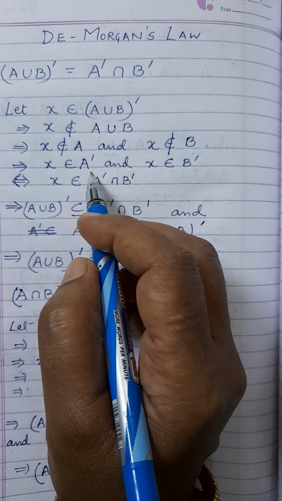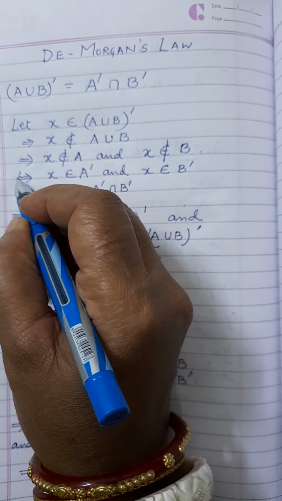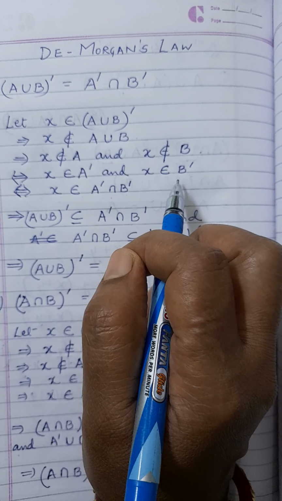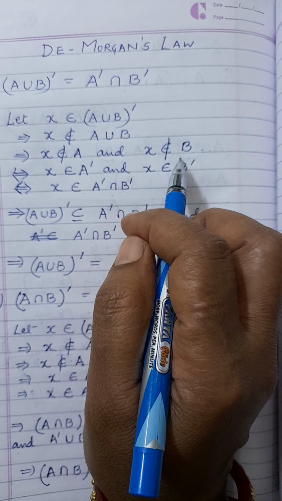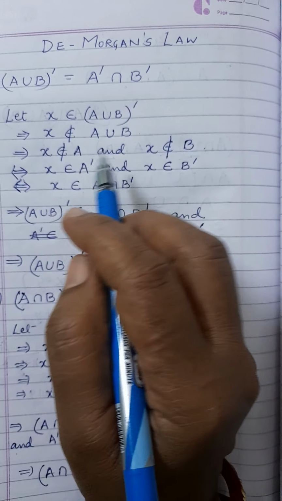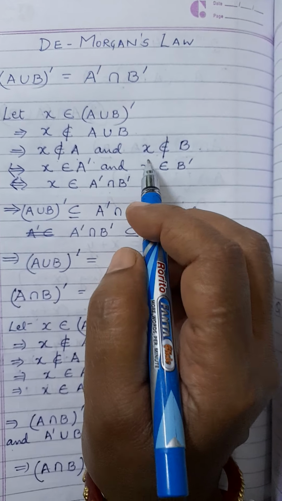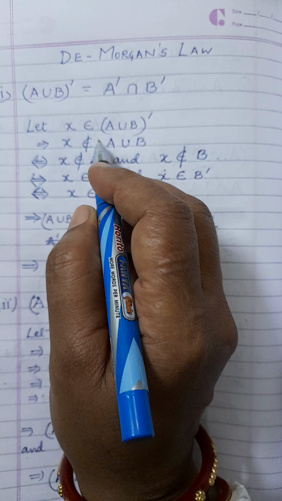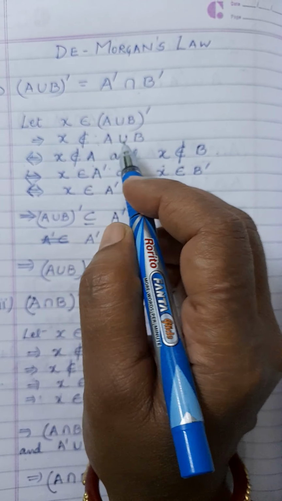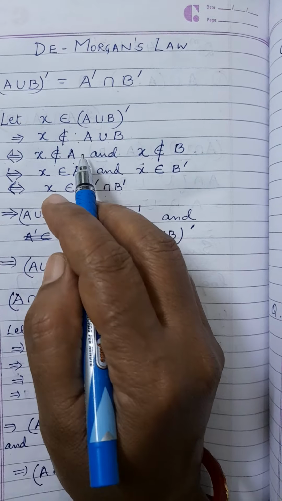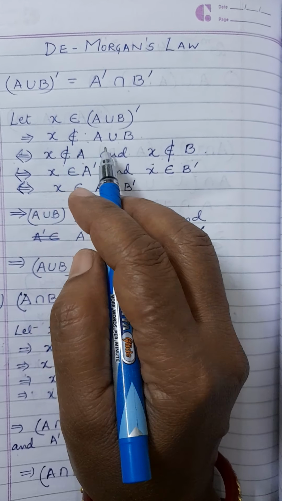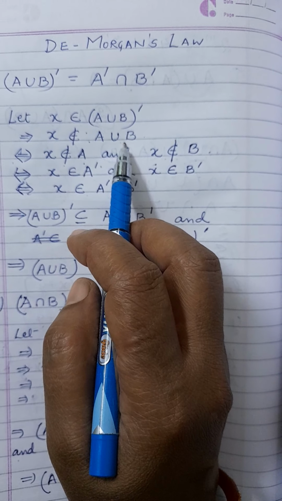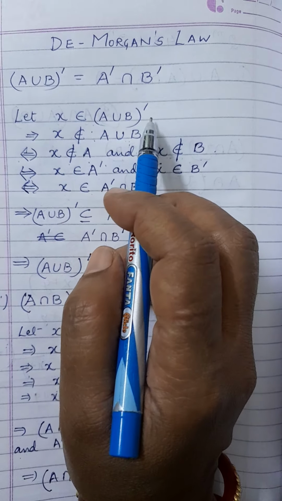Now if x belongs to A', it is concluded that x does not belong to A, and x belongs to B' concludes that x does not belong to B. This part concludes this. Now if x does not belong to A and x does not belong to B, we can conclude that x does not belong to A union B. If x is neither in A nor in B, x is not present in A union B. If x is not present in A union B, it means x will belong to (A union B)'.